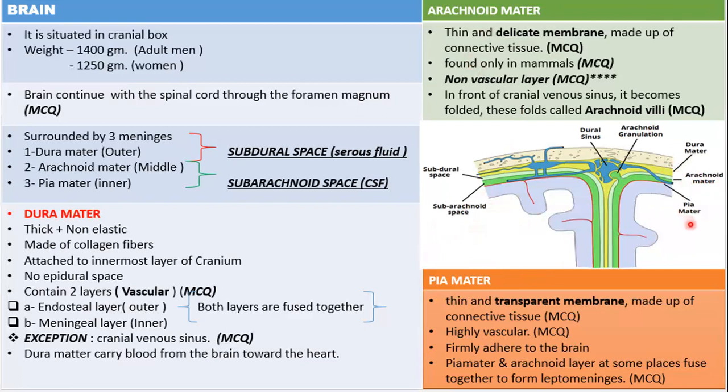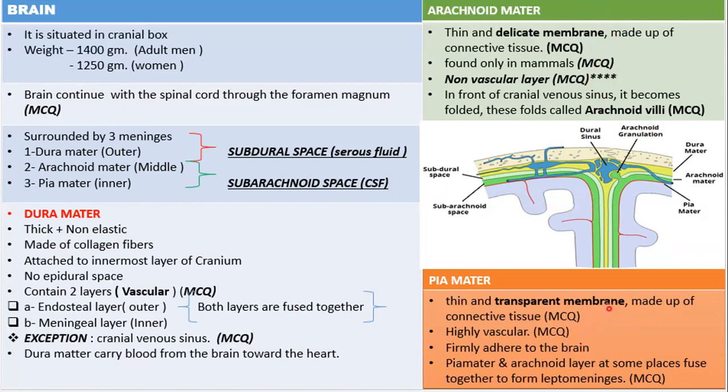Now coming to the pia mater. What is the pia mater all about? Pia mater is a transparent membrane. So it might come in the MCQ that amongst which mater the membrane is transparent. Our answer is pia mater. It is highly vascular, and the arachnoid mater is non-vascular. So this may come in the MCQ. Then it is firmly adhered to the brain.